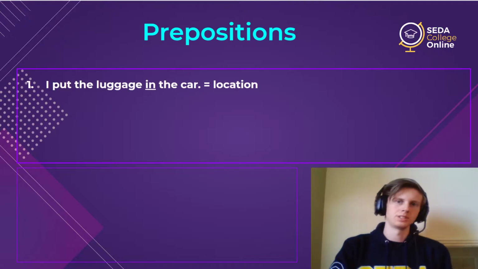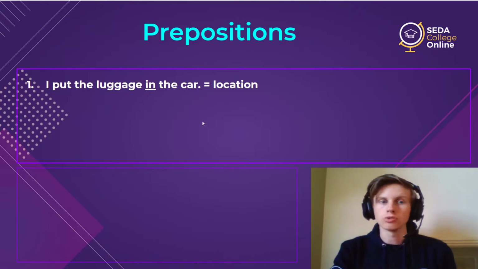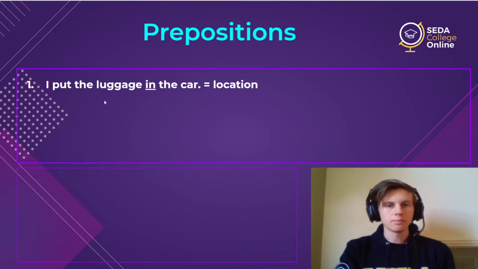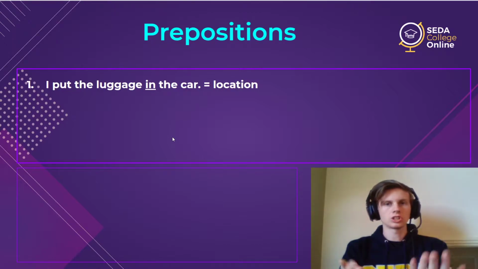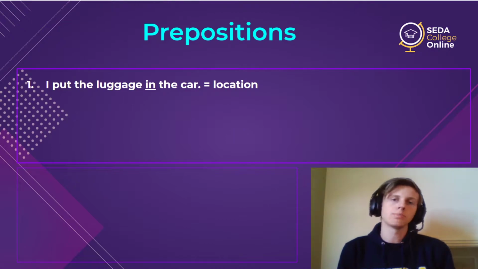So let's look at some prepositions. I put the luggage in the car. So in this sentence, I want to talk about these two nouns. I put something somewhere: the luggage, the car. Well, in English, I can't just say I put the luggage, the car. I can't just put noun, noun like that together. I need some word to show relationship, specifically location. Where did I put it? So I use the preposition in. I put the luggage in the car. So in is a preposition we use to show location between two nouns.